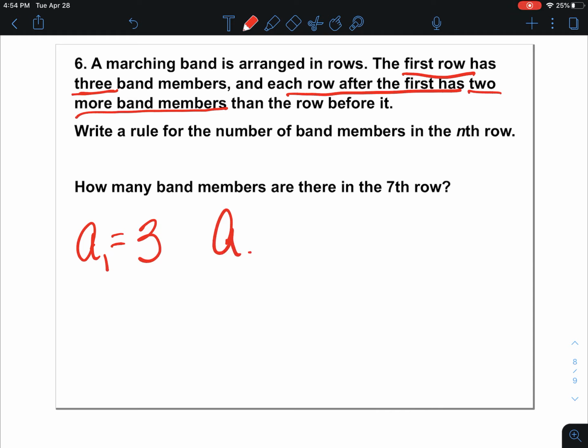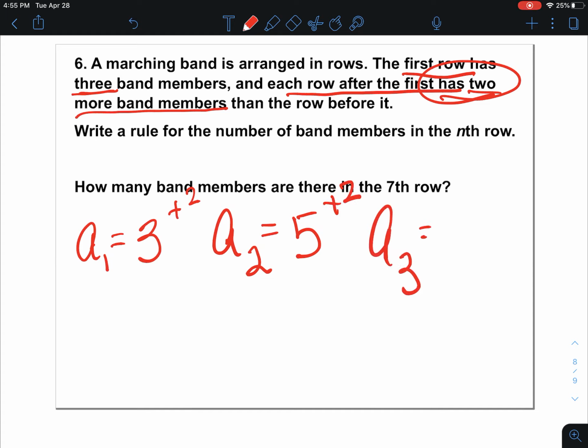So that would mean that if I have my second row or my second term, I need 2 more band members than the one before it. So 3 plus 2 will give me 5 for the next row. The third row, 2 more than the one before it. So if I take 5 plus 2, I get 7 for the third row, and so on and so forth. It now says to tell me a rule for the number of band members in the nth row.